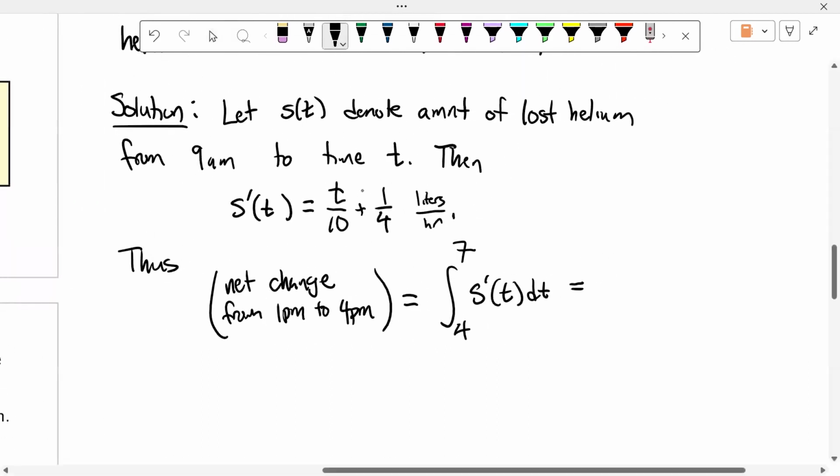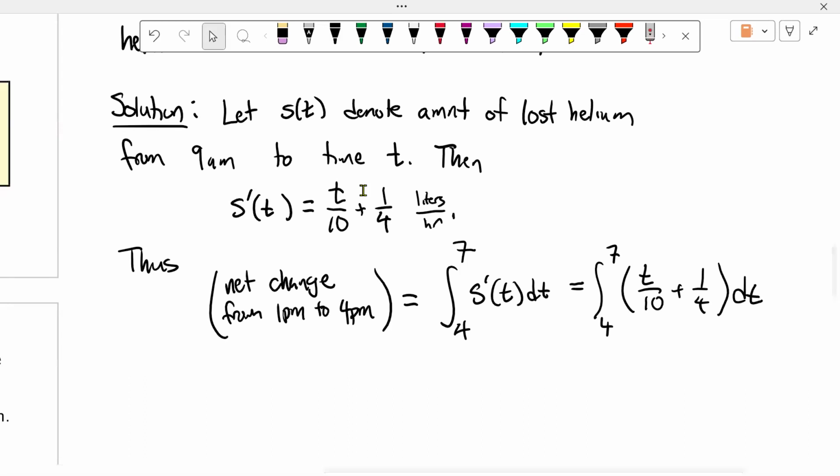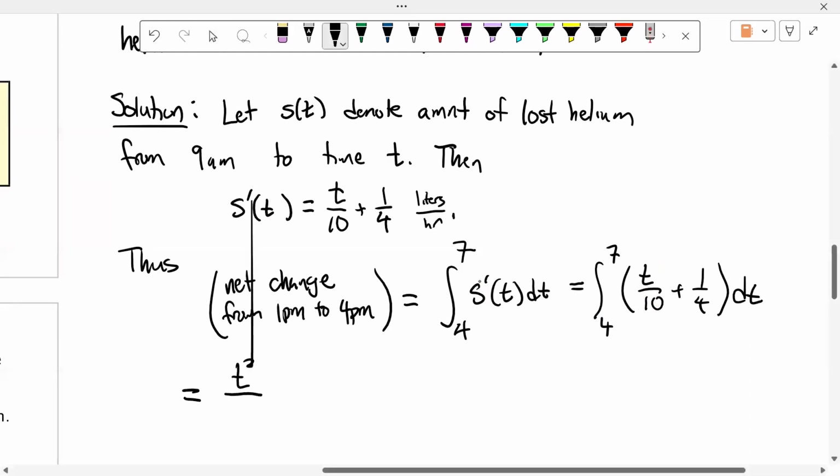Okay, so I'm going to have this integral from 4 to 7 of t over 10 plus 1/4 dt. And now I just need to take an antiderivative. What's the antiderivative of t over 10? It'll be a t squared over something, right? What's the something? 20, yep. And then the antiderivative of 1/4. Nope. t over 4. I know, isn't that awful?